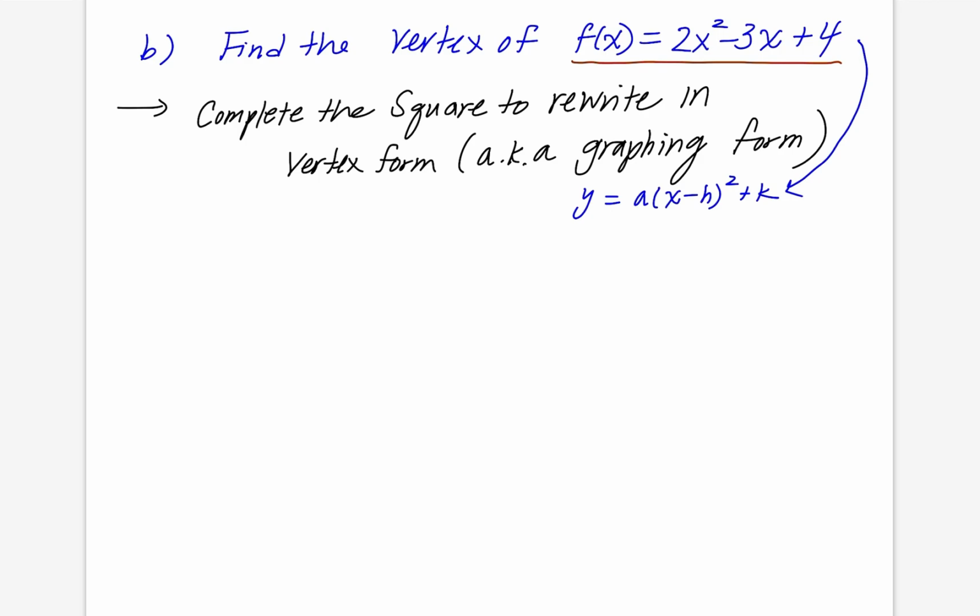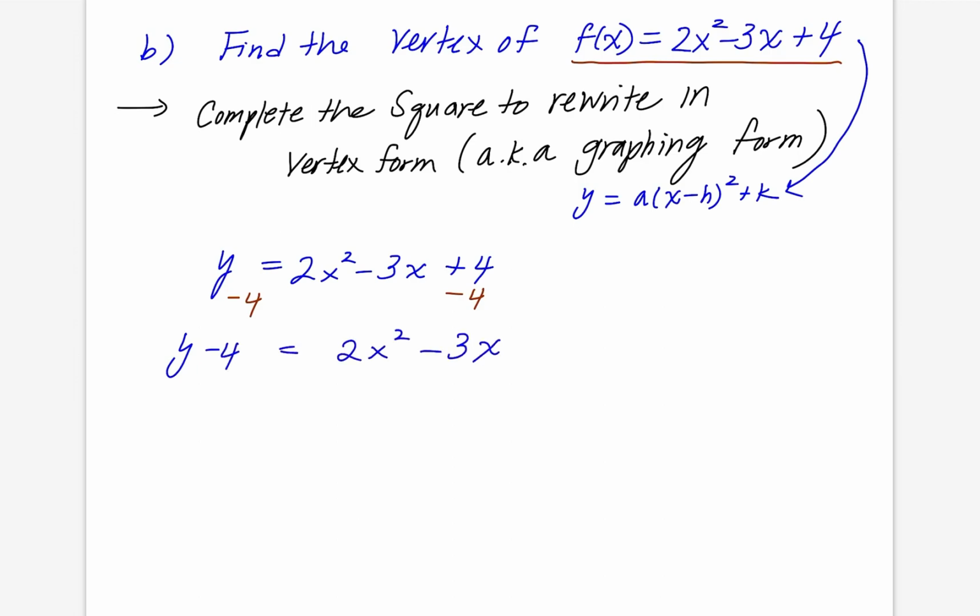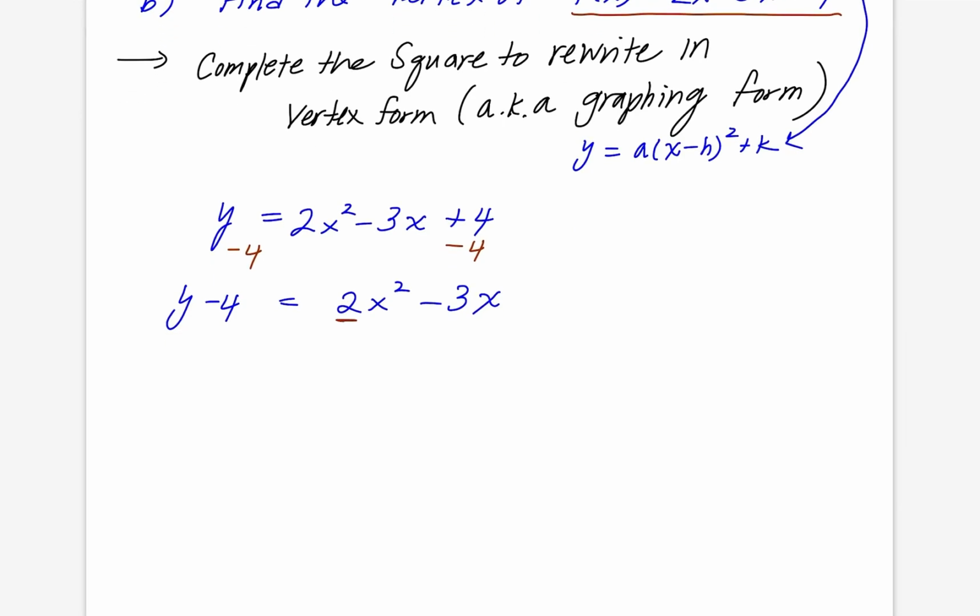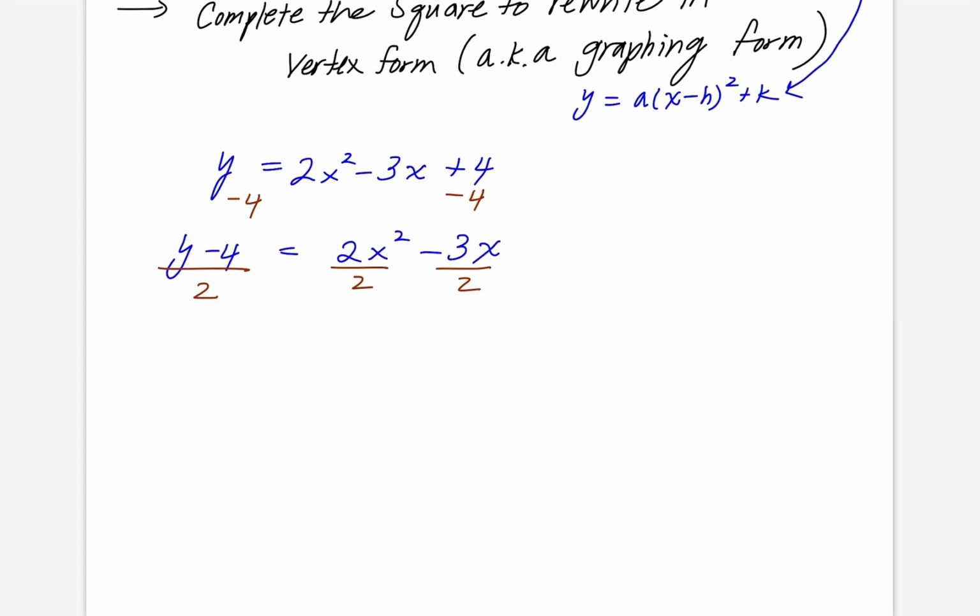So first thing is I'm going to write the equation as y equals that. First step is to move the constant. So I'm going to subtract 4 from both sides. And then in order to be able to complete the square, you're going to have to make this value a 1. Right now it's a 2. So what I'm going to do is divide everything by 2, but whatever you do on one side, you have to do to both sides. So I'm going to divide everything by 2, which means now you have this.